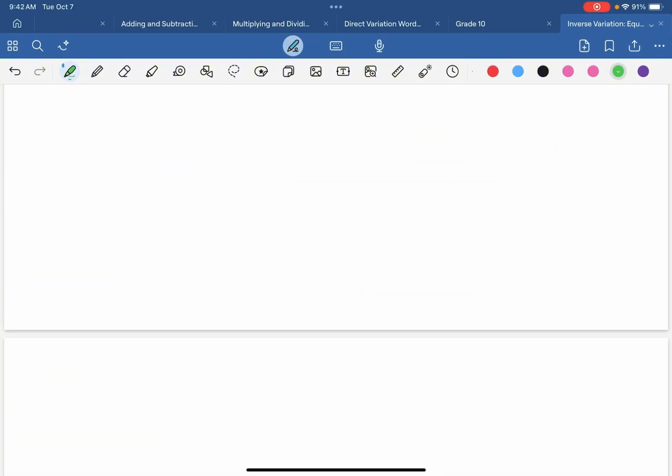Another thing, let's have a given in which x is 5 and y is 10. And our task is to find the equation.